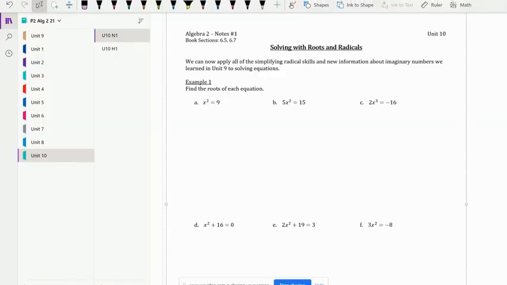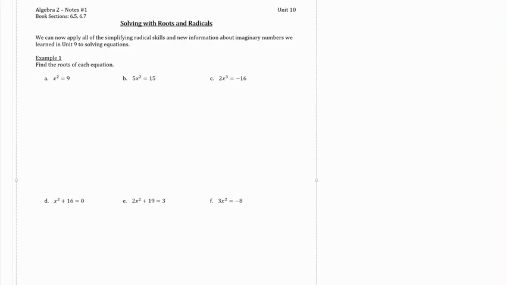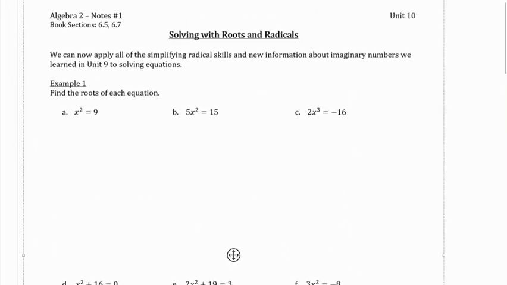So today we're going to start solving equations, and we're going to take the square roots of both sides, the cube roots of both sides. On number one, I have x squared equals 9. If I take the square root of the left side and the square root of the right side, I get x is equal to plus or minus 3. Every time we take the square root of both sides of an equation, we've got to remember to put the plus or the minus.